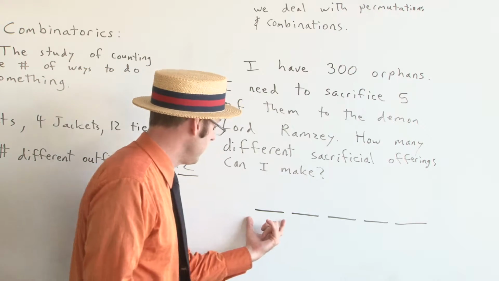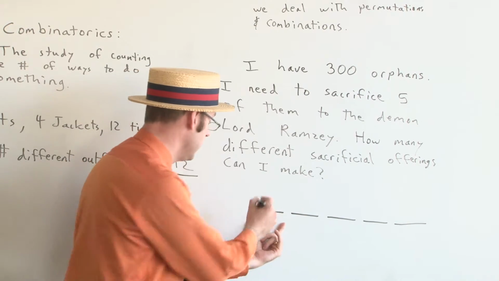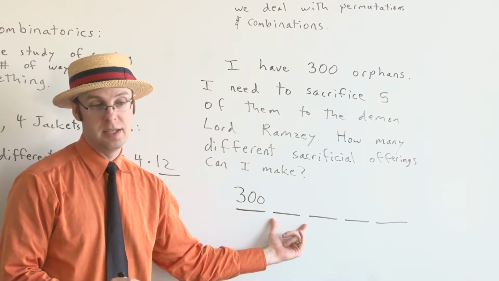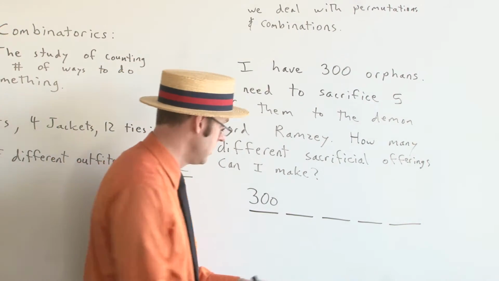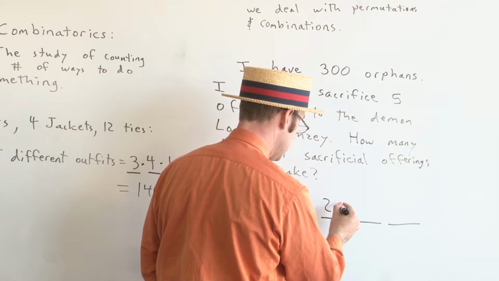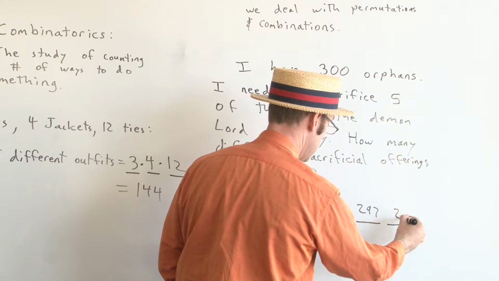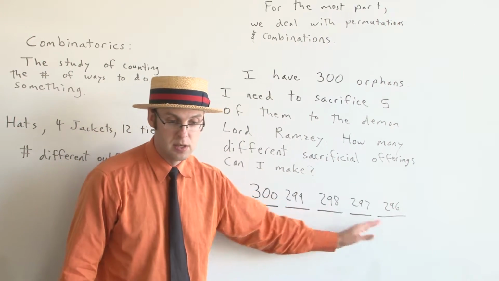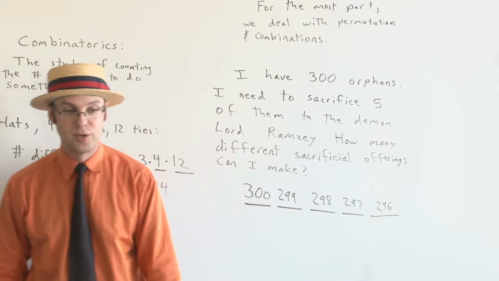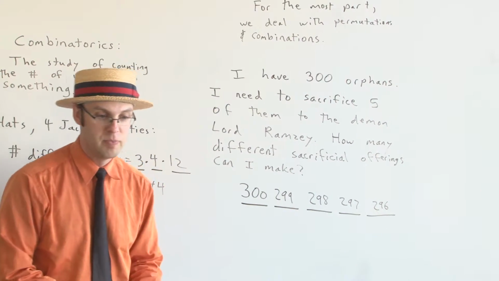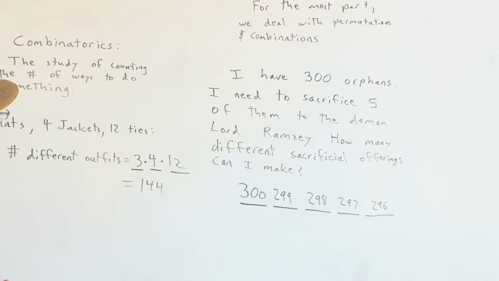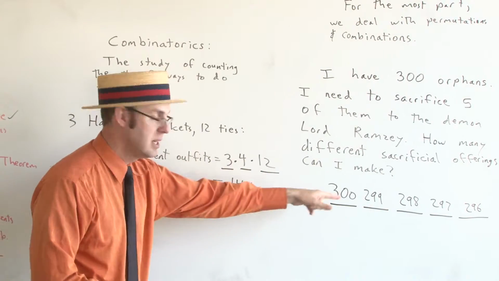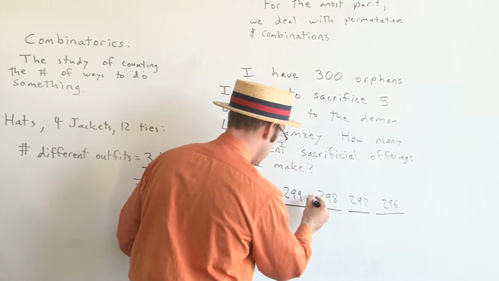That's exactly right. When I'm choosing who fills my first spot, I've got 300 choices. But once I've chosen them, now I've got 299 choices for who fills the second spot, and then 298, 297, 296. So I just fill in my slots with my decreasing number of choices as I'm slowly pulling crying orphans out of their orphanage. And then, just like here, all I have to do is multiply together all of my choices.